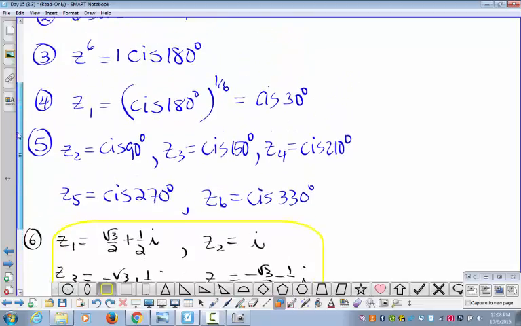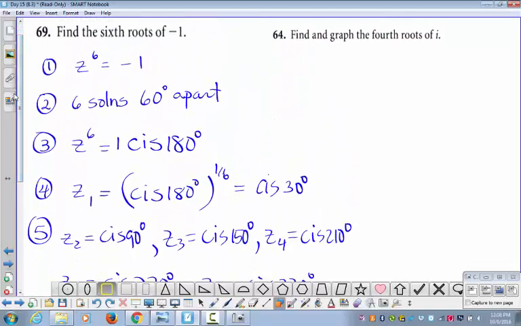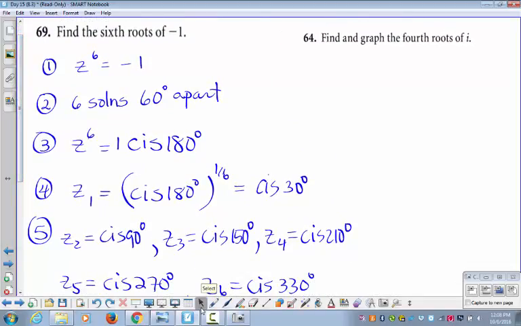Let's take a look at this last one up here. Now that we kind of know the process, you can start to do them a little bit quicker, but I mean they're definitely time consuming. So find and graph the 4th roots of I. So we're thinking about our equation as z to the 4th equals I. Z to the 4th equals I. And then we say there's 4 solutions, 90 degrees apart.